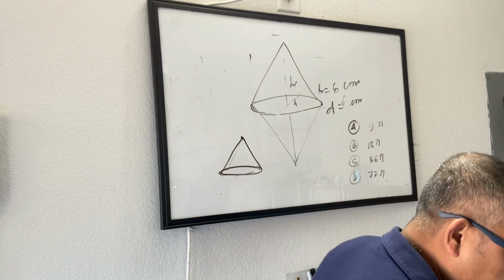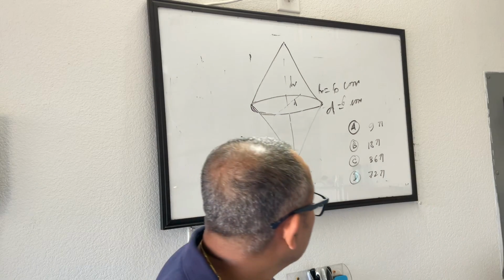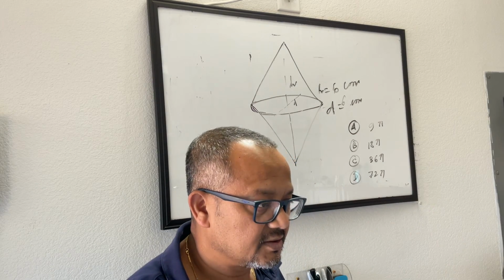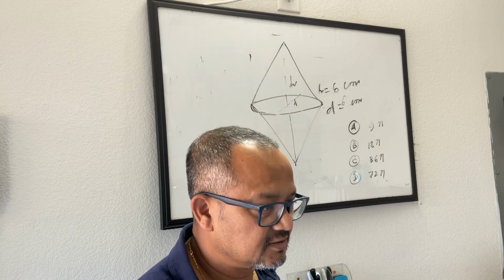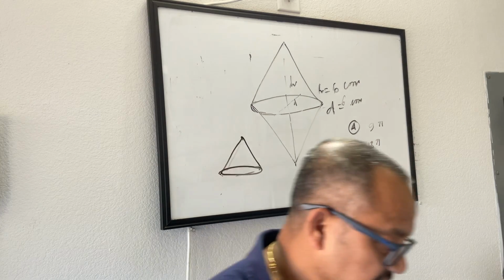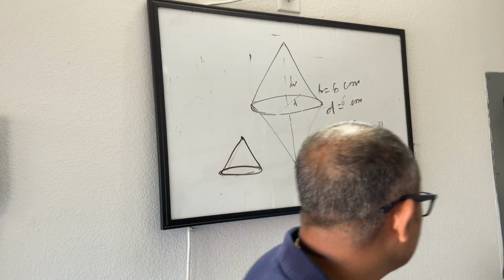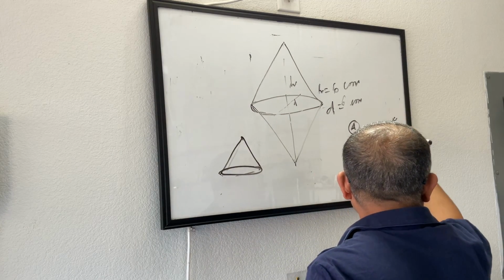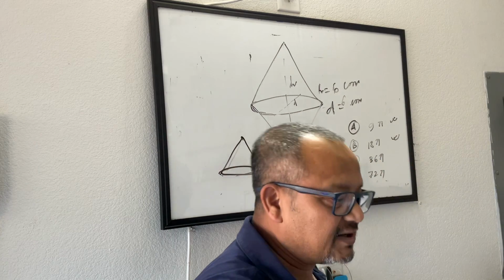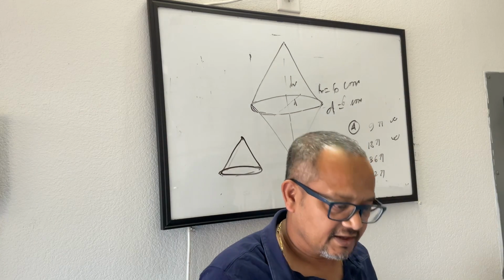Yes, Pranay? 9 pi. 9 pi, okay. Ritika? I'm sorry, beta? I got B. You got B? Okay, that's good. That is what is called unity in diversity. Two different approaches. We'll come to that. Okay? Anybody else?